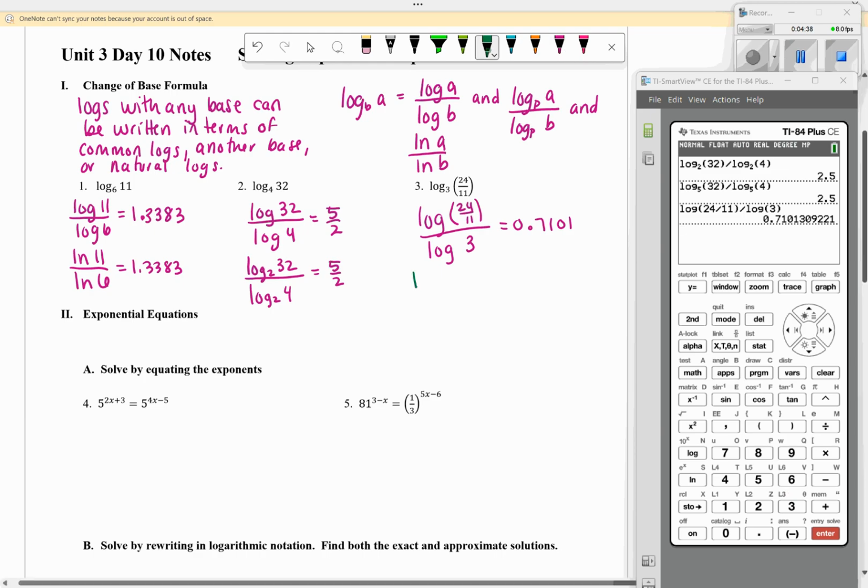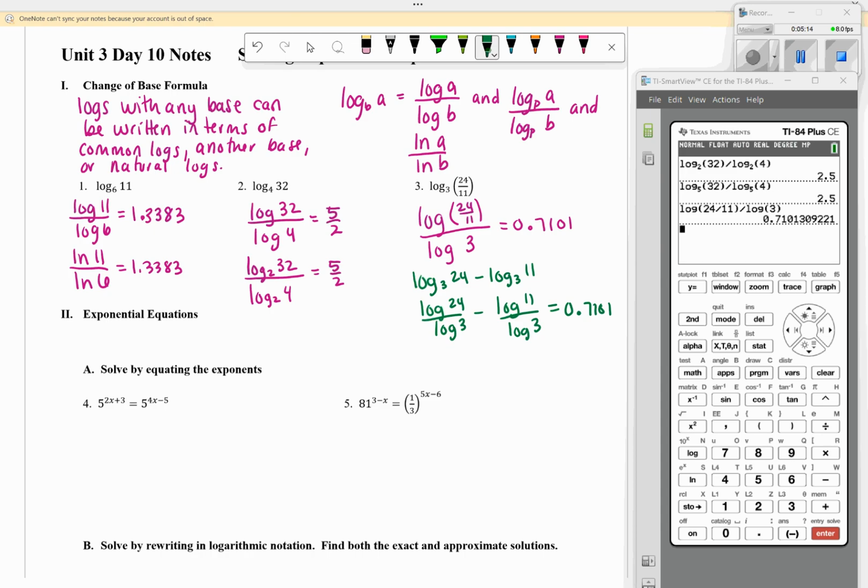We could also use the properties of logarithms to solve this. This would also be the log base 3 of 24 minus the log base 3 of 11, because if you have the argument that is a quotient, you expand the logarithms using subtraction, and then you could use the log of 24 divided by the log of 3 minus the log of 11 over the log of 3, or natural log or whatever base you want to use. And if you did that, you would still get the answer 0.7101. It's just a little bit more work, but they all work.